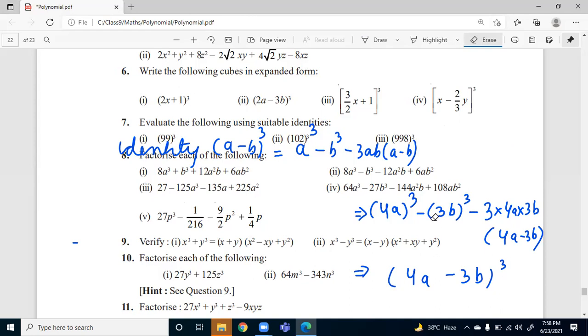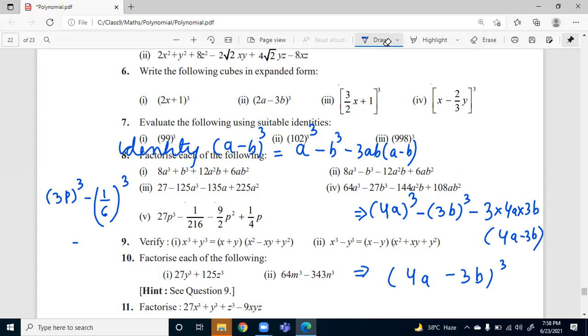So please complete this, then we will proceed to the last part, that is the fifth one. So you can just see 27p cube. I can write it like 3p whole cube. What is 3p whole cube? 3 into 3 into 3, that is 27p cube. And I can see 1 by 6 whole cube is 1 upon 216. If I take the cube of 6, that is 216.